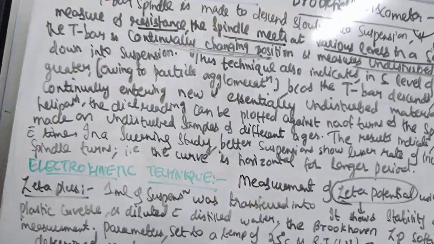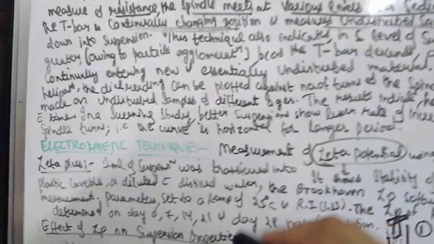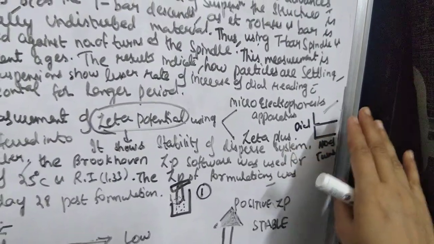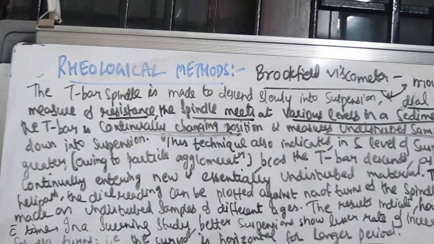And I have already told you, better suspensions are those which show less rate of increase of dial reading with spindle turns. That means the curve is horizontal for a longer period of time. So this is with your rheological method.